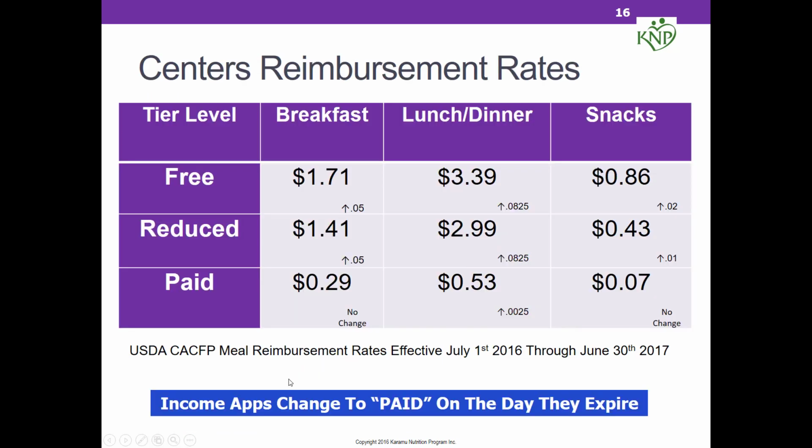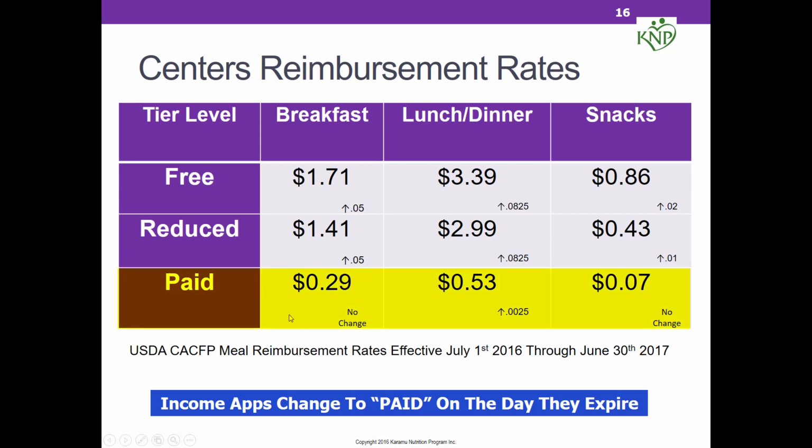Okay, now just as with the child care homes, the child care center rates are published each year on July 1st. So these are the rates that went into effect on July 1st of 2016 that are set to expire on June 30th of 2017. And again, just notice the difference in the free, reduced, and paid rates. So if you have a child or a family who does not submit an income eligibility application, then you're going to be reimbursed at the paid rate.